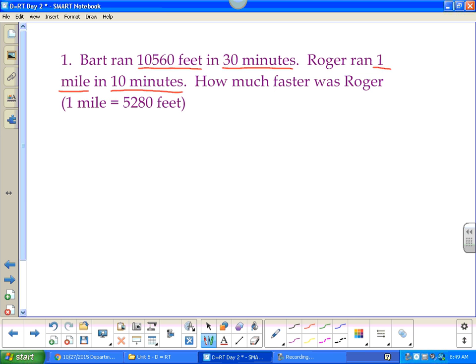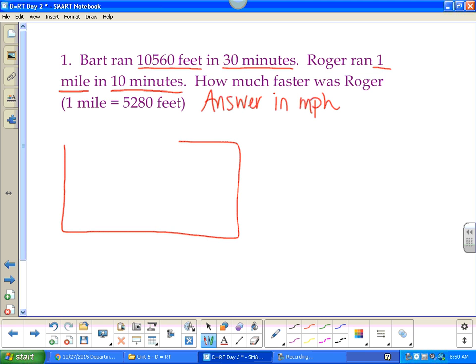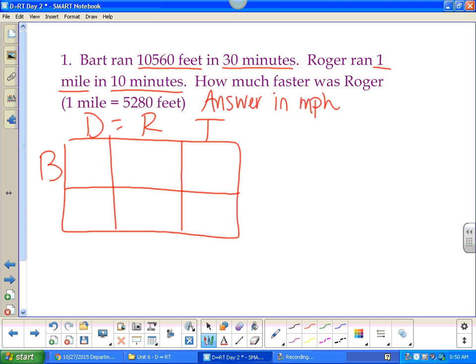The problem is it wants your answer in miles per hour. So we're still going to use our chart. Distance equals rate times time. I have Bart and I have Roger. Okay, but it says how much faster. So I don't know their rate because rate is their speed. I am going to know their distance and I am going to know their time.